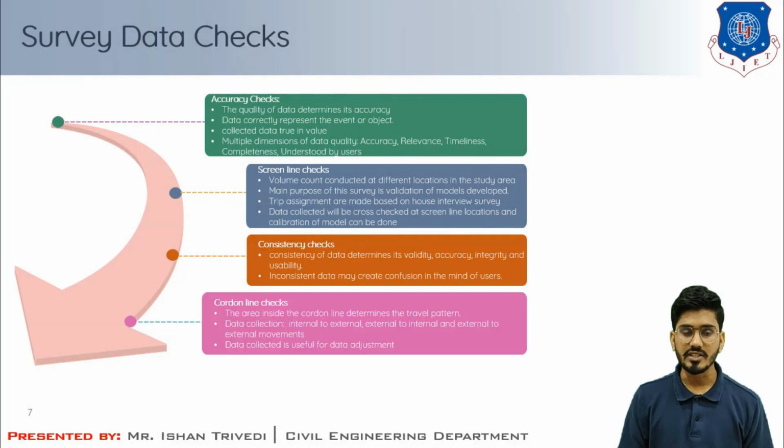Next is cordon line checks. You have understood the cordon line concept. Again, I am telling you the definition, so it will be revision for you. The imaginary line which represents the boundary of the study area is termed the cordon line. The area inside the cordon line, or you can say external cordon line, determines the travel pattern. Here, data is collected on internal to external, external to internal, and external to external movement. The data collected at selected cordon points are useful for data adjustment.